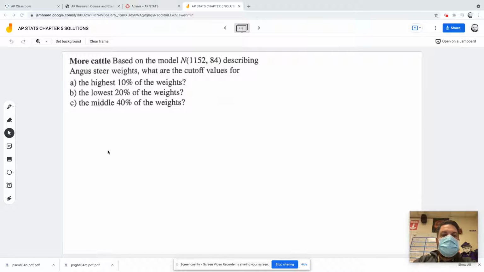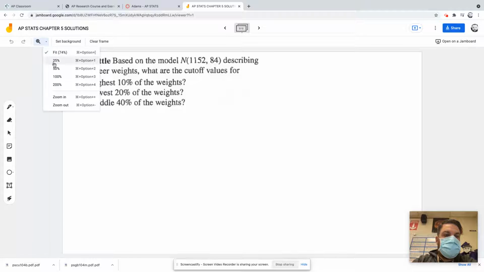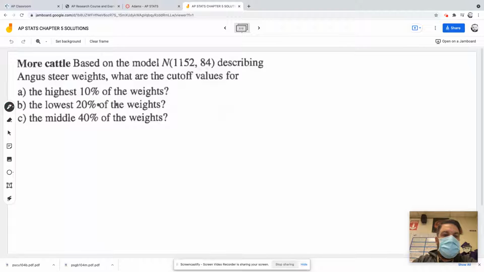So for this one, it says, based on the model N(1152, ... Well, let me just start there. And I'm going to zoom in too. Remember that this is the sample space label, and this is going to be mu, or the mean, and then the standard deviation. That was the notation that was in your notes if you're curious about what the 1152 means.